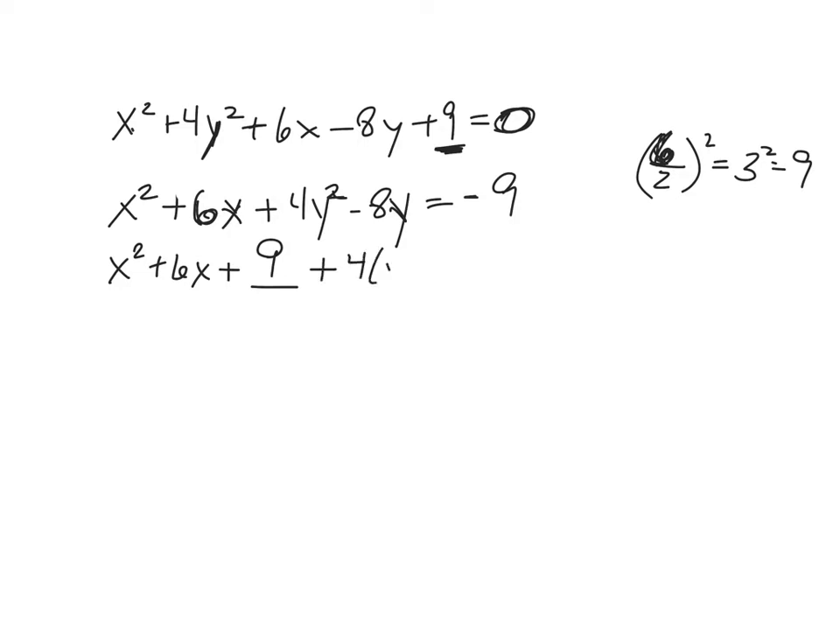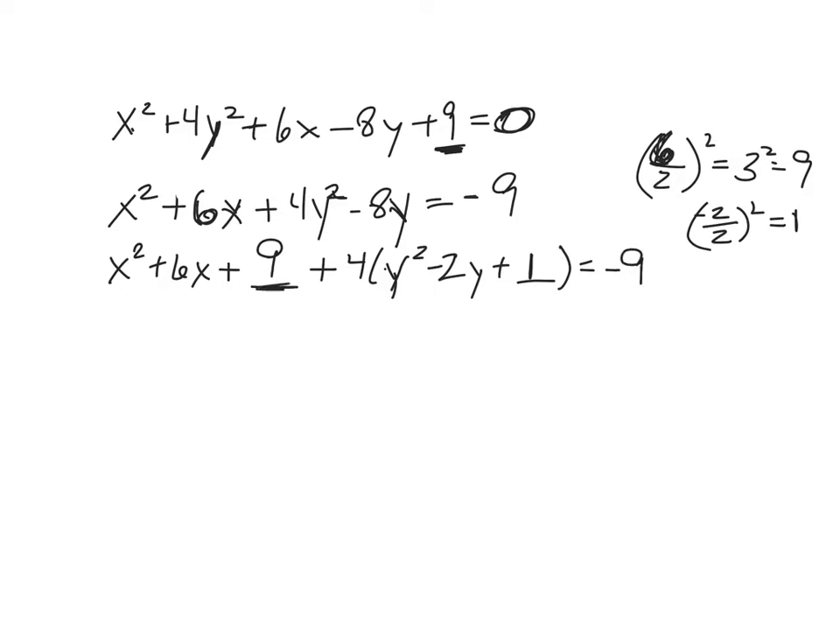We need to factor out that 4. So y squared minus 2y. And again, we'll have to complete the square here. So that's b over 2 squared. So it's negative 2 over 2 squared, which will be 1. Equals, we'll have negative 9.